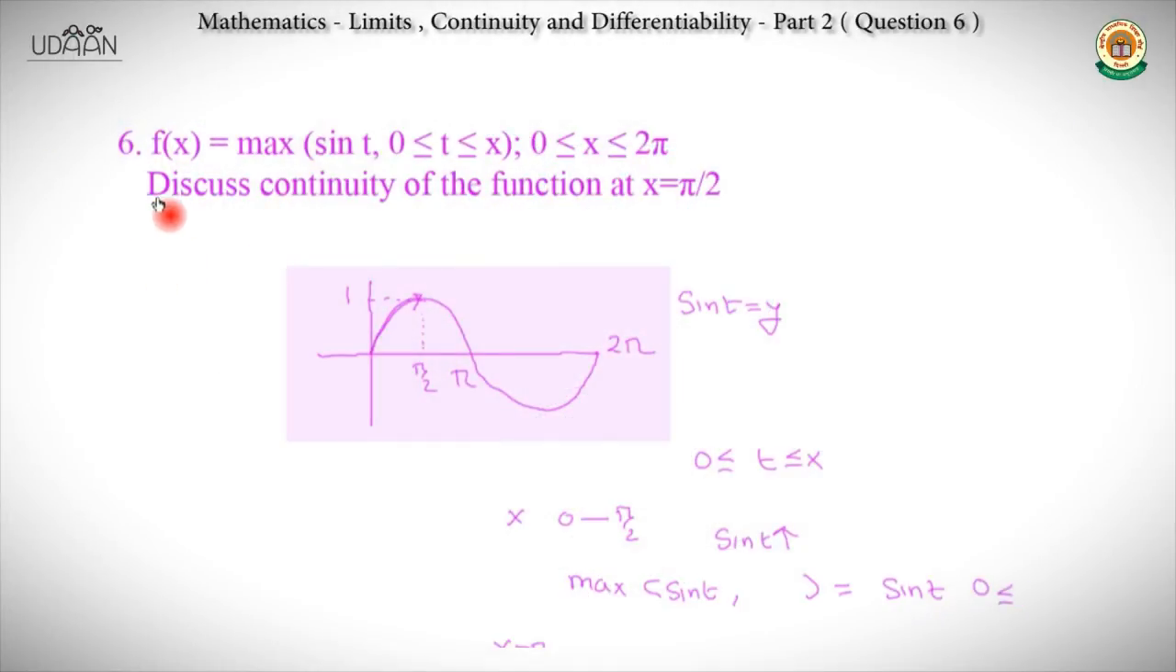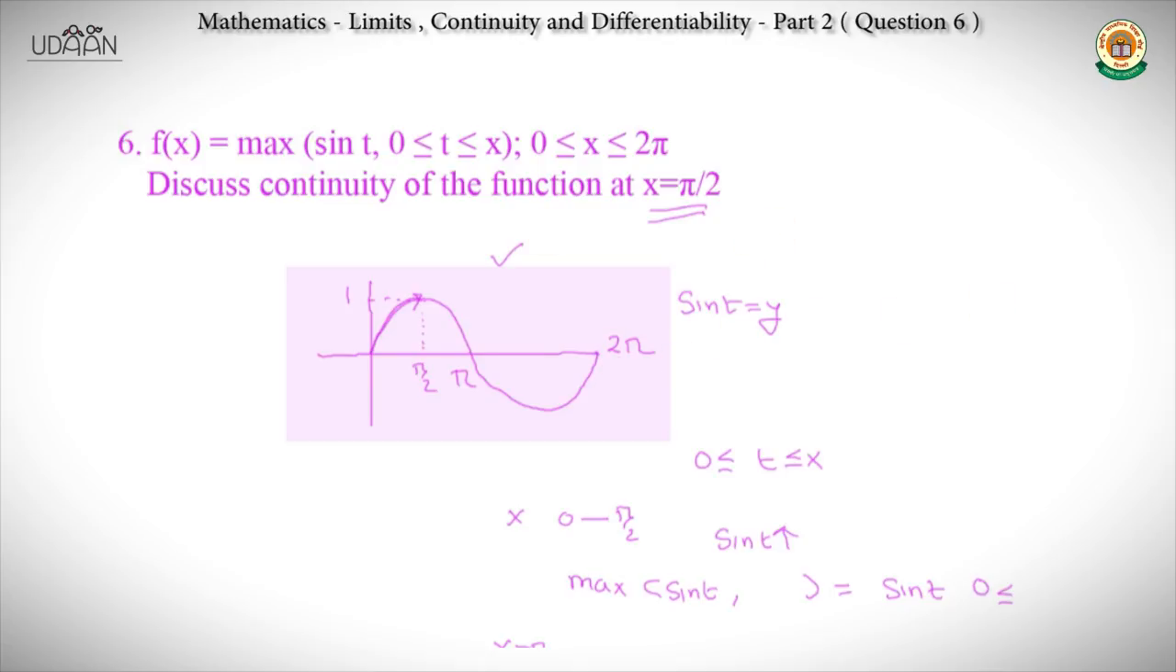Right, so the sixth question we have here is that f of x is equal to the maximum of sin t, where t lies between 0 and x, whereas x lies between 0 and 2 pi. Discuss continuity of the function at x equal to pi by 2. Right, so I believe for questions like these we need to plot the graph first.